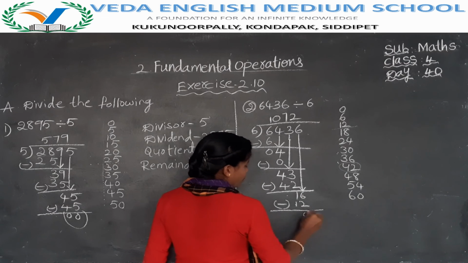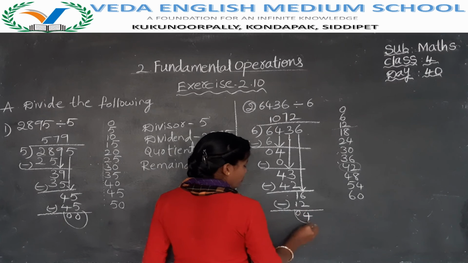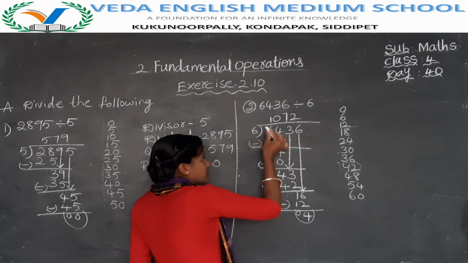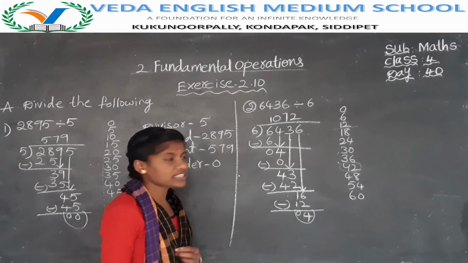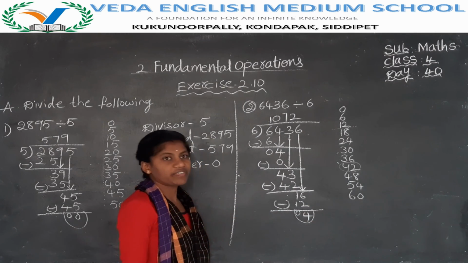6 minus 2 is 4. 1 minus 1 is 0. No need to write it; if you want to write, you can write. So the remainder is 4. Quotient is 1072. Divisor is 6. Dividend is 6436. Now the division has completed because after 6 there is no number to bring down. So our division has completed.